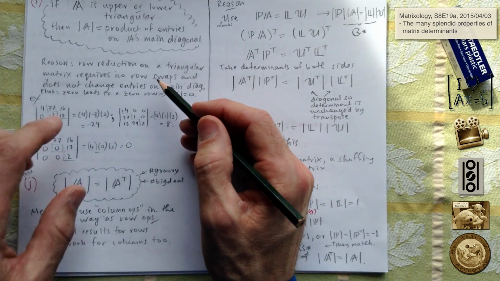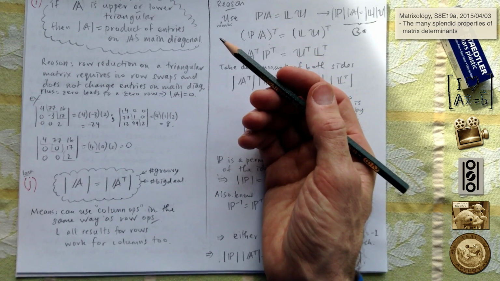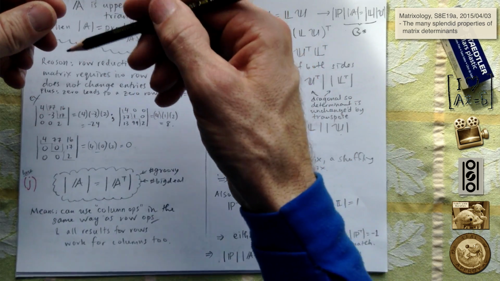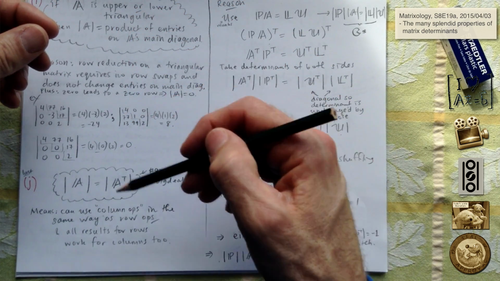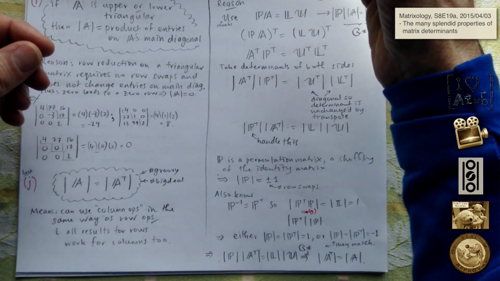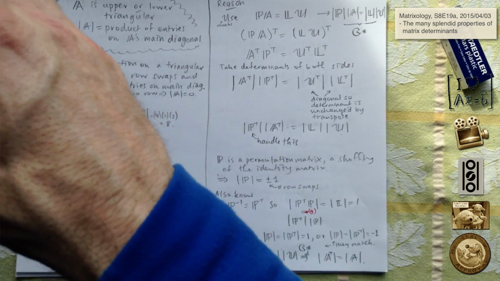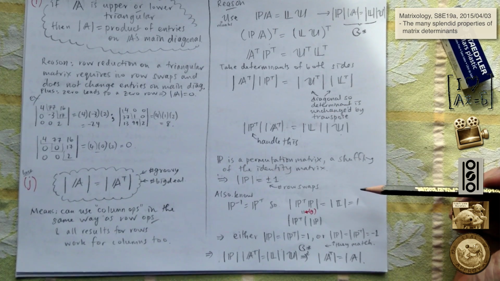So row reduction on a triangular matrix, there are no row swaps, you don't have to do any row swaps. You don't change any entries on the main diagonal. You've got this main diagonal, and you just use all of those entries, they're your pivots, to get rid of everything below it if it's a lower triangular one, or everything above it. And we know the determinant doesn't change, so you'll clean all of those off, you'll just end up with the main diagonal, and then it's the product of everything on the main diagonal.